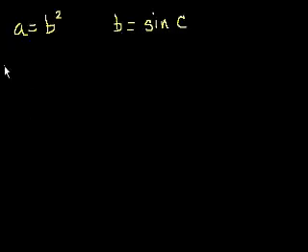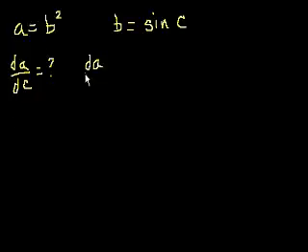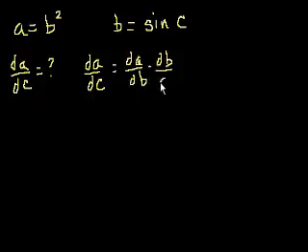And my question to you is, what is the derivative of a with respect to c? Well, we have a defined in terms of b, so it's not like we can just take the derivative. I mean, how do we do that? Well, that's where the chain rule comes in, and the chain rule just tells us that the derivative of a with respect to c is equal to the derivative of a with respect to b times the derivative of b with respect to c.